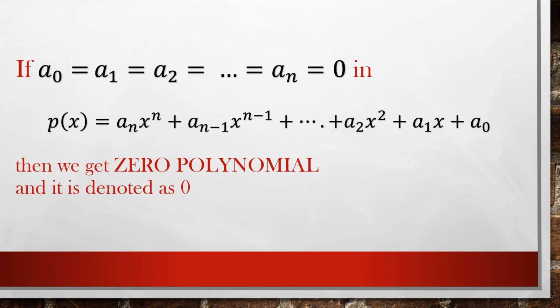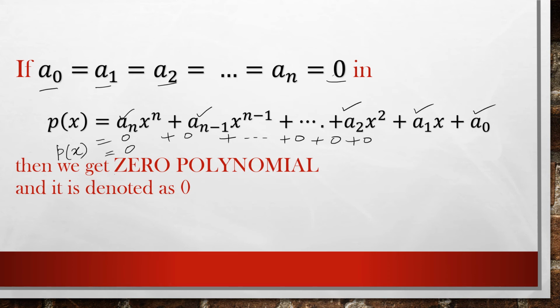If all the constants, all the coefficients are 0, right? This was the polynomial. Suppose all these are 0. So we get 0 plus 0 plus 0 plus 0 plus 0. So ultimately we get it as 0. Such polynomials are called zero polynomial, and it is denoted with digit 0. When do we get zero polynomial? When all the constants are equal to 0.